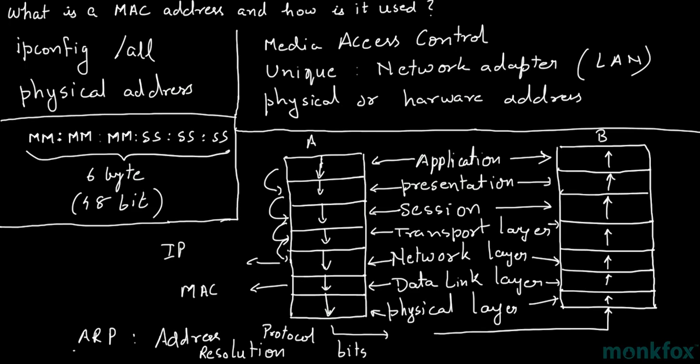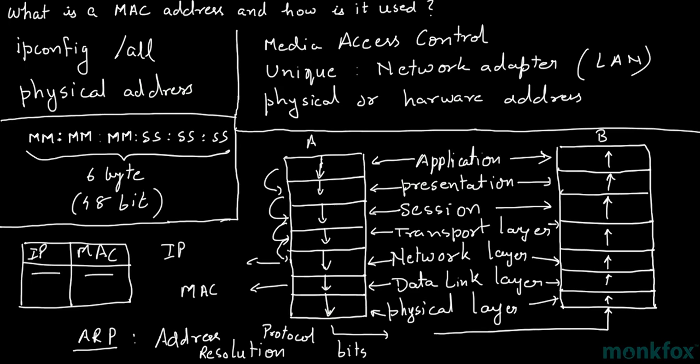Now, this address resolution protocol is nothing but a table which maps IP addresses to MAC addresses. So over a network, each IP address will correspond to a MAC address. Once the data link layer receives the MAC address, it caches it, it stores it, so that the next time it has to send data to that particular IP address, it already has the MAC address, so it doesn't need to send an ARP request.